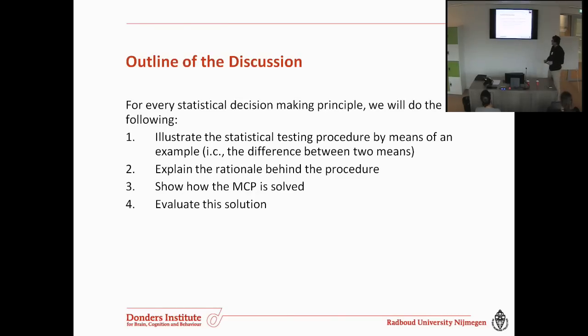Okay, so how will I go about this? For each of the 2 decision-making principles that I will deal with, Neyman-Pearson and permutation, I will illustrate the statistical testing procedure, actually the operational procedure, and I will do this by means of a very simple example. So the difference between 2 means and no neurobiological data at all, just a simple reaction time experiment and 2 experimental conditions. I will explain the rationale behind the procedure. Then I will go to neurobiological data and show how the multiple comparison problem is solved under that principle, and I will then evaluate the solution.